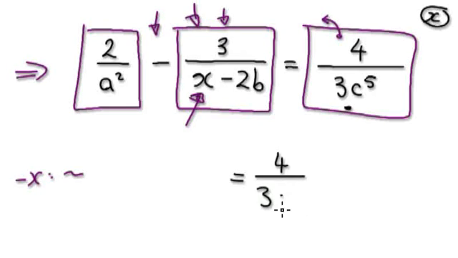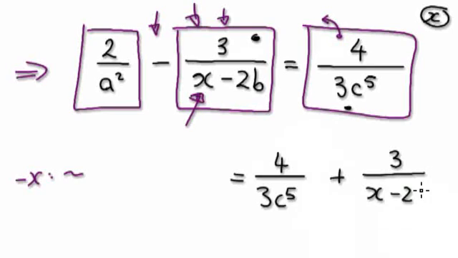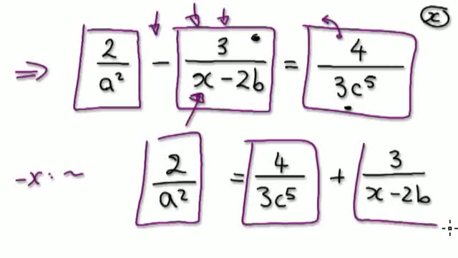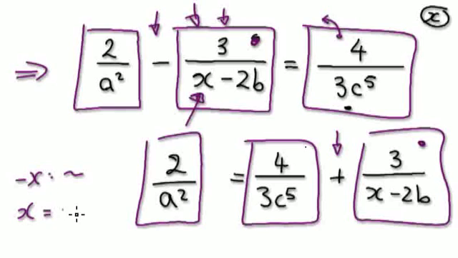4 over 3c to the power 5, and then you're adding this block here. So it will be 3 over x minus 2b, and then on the left hand side it's just 2 over a squared. Okay, so at the moment you've got this fraction equals this fraction plus this fraction. You see, this block here is exactly the same as this block here, but it's a positive because we later on want x equals something, positive x. We don't want minus x.